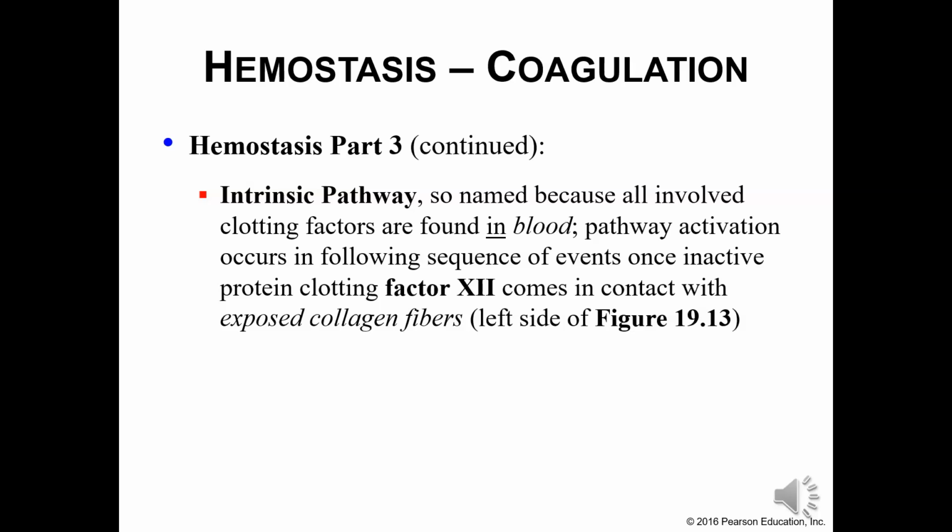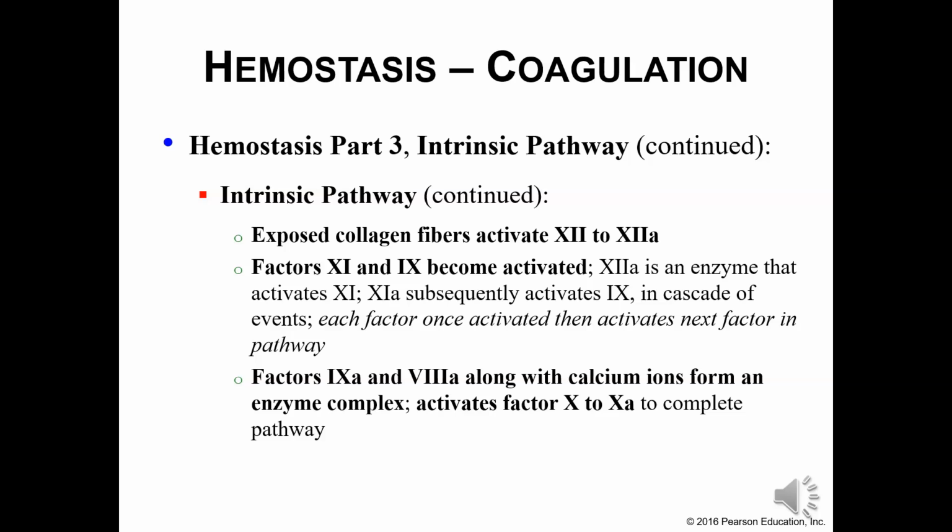We call this the intrinsic pathway because all the clotting factors that are involved are found within the blood. The pathway is activated once the inactive protein clotting factor 12 comes in contact with exposed collagen. Exposed collagen activates 12 to active 12. Whenever you see the A in front of the Roman numeral 12, that means it's the active form. Factors 11 and 9 then become activated from 12A.